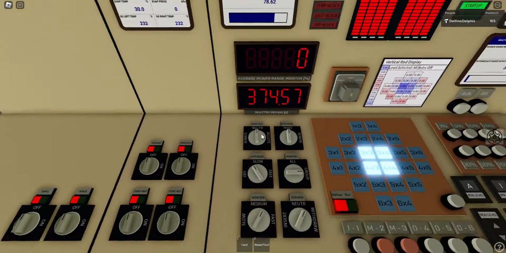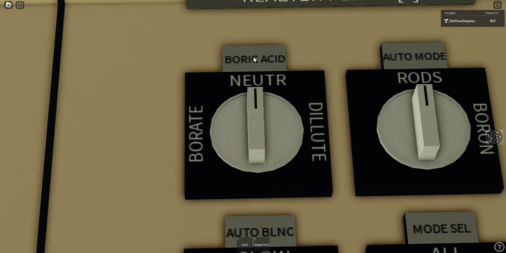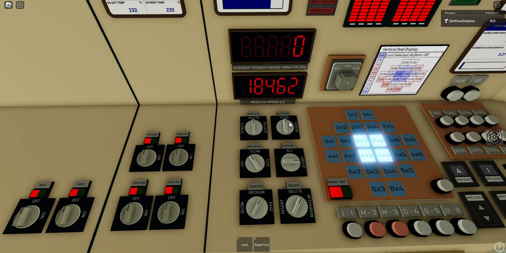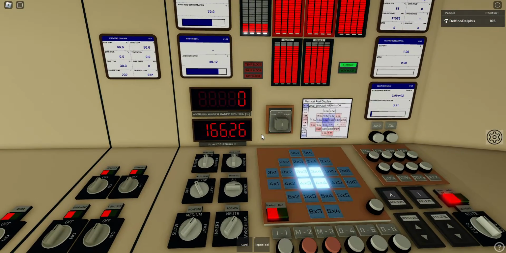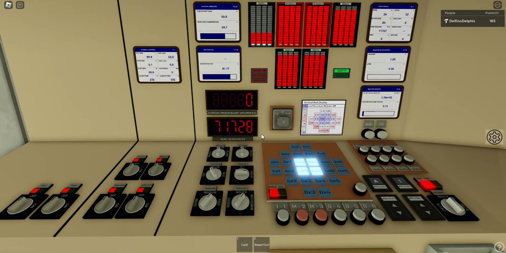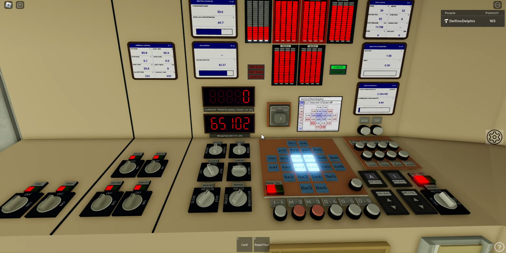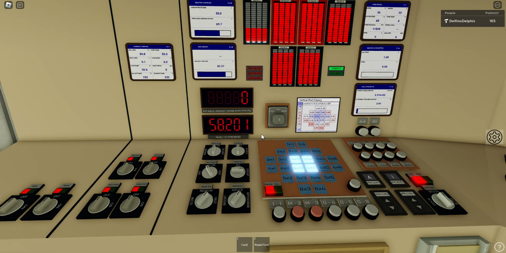And what we can also do, we have boric acid here, so we can borate to lower reactivity or dilute it to increase reactivity. Just to show you, if we start diluting, the period should drop pretty quick. Okay, let's stop, because we are already nearing criticality. So a pressurized water reactor will work using boron mostly once the rods are pulled.